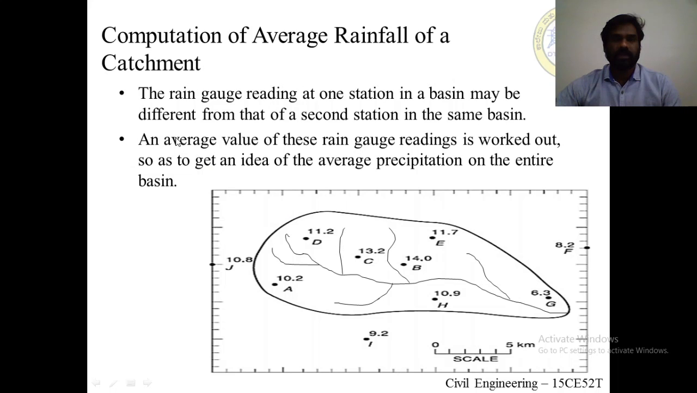So an average value of these rain gauge readings is worked out so as to get an idea of the average precipitation on the entire basin.